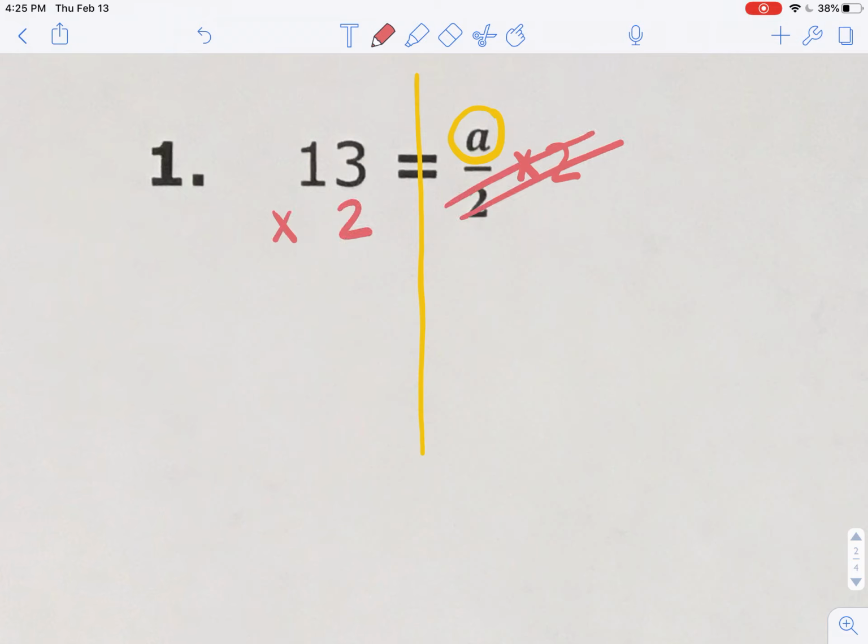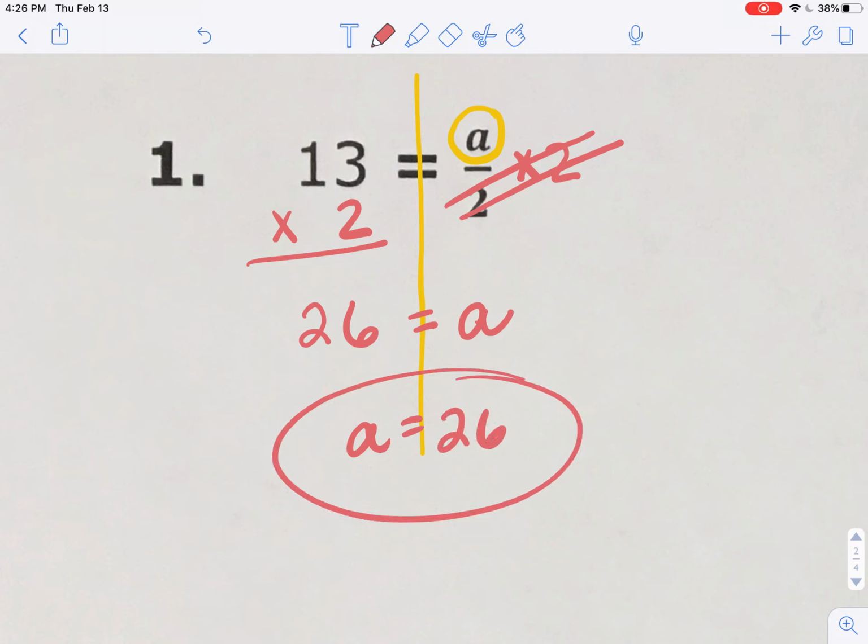These 2's go away, which is what we wanted. We wanted the a to be by itself. 13 times 2, 26. But we like our variable to be in front, so we're going to say a equals 26 and circle our answer.